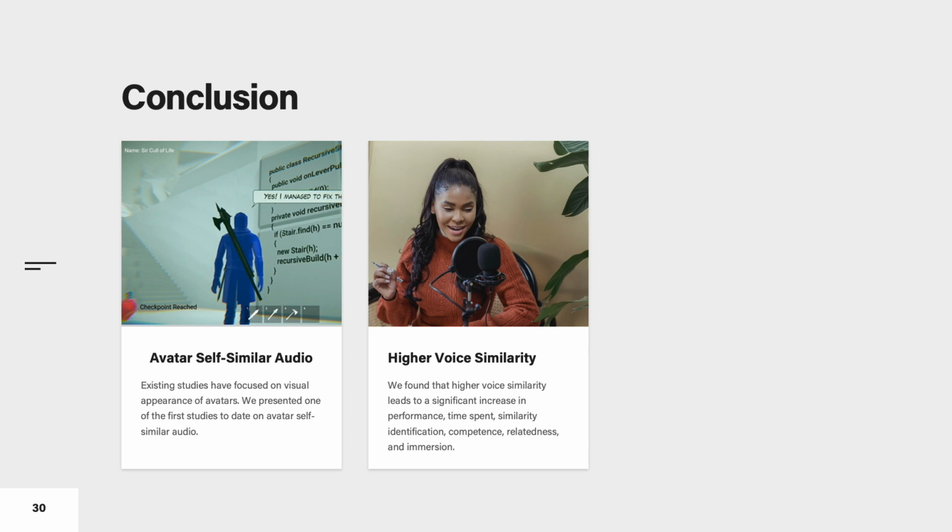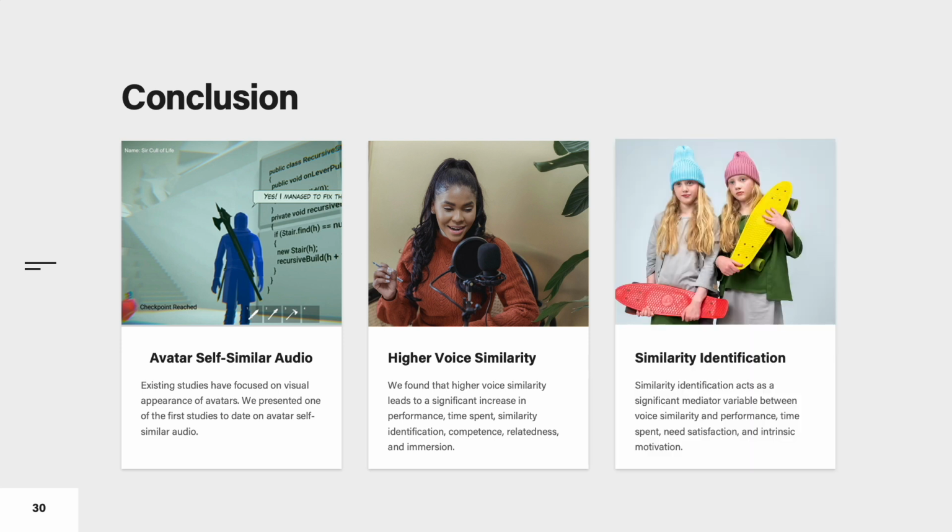We found that higher voice similarity leads to a significant increase in performance, time spent, similarity identification, competence, relatedness, and immersion. Further, similarity identification acts as a significant mediator variable between voice similarity and performance, time spent, need satisfaction, and intrinsic motivation.